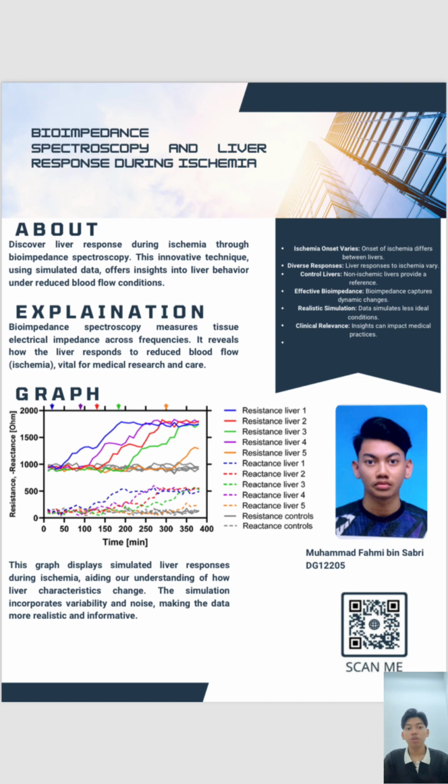Our results showed that BIS parameters such as resistance and reactance changed significantly during ischemia. These changes were correlated with the severity of liver damage. We also found that BIS could be used to distinguish between ischemic and non-ischemic liver tissue. Our findings suggest that BIS is a promising technique for monitoring liver response to ischemia.